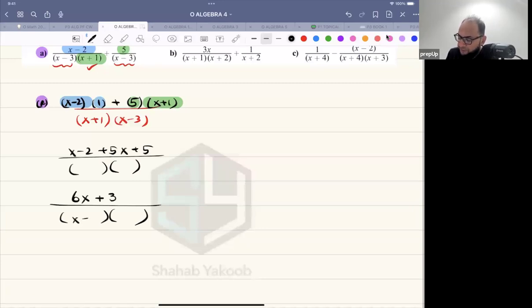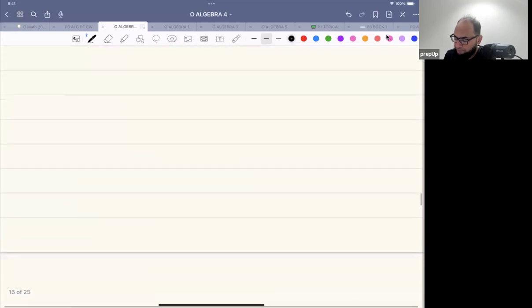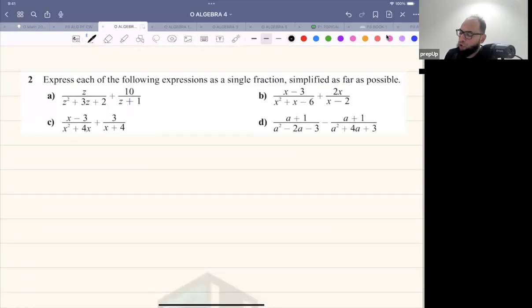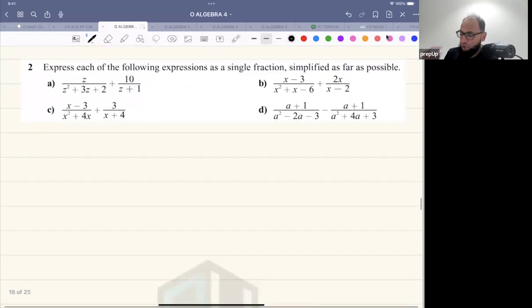And we have x plus 1, we have x plus 1, we have x minus 3, we have x minus 3. That is the working over here. The same goes over here. You have to simplify and then work it out. Let me show you 2c.